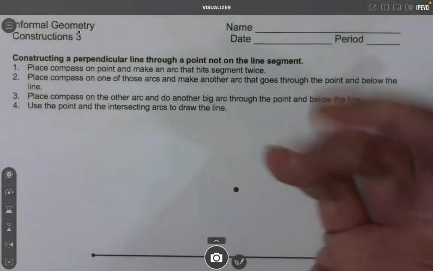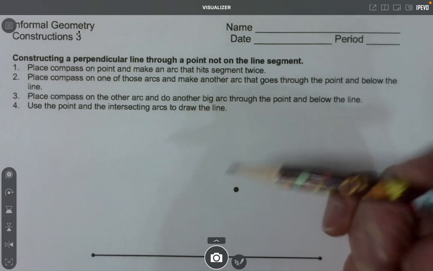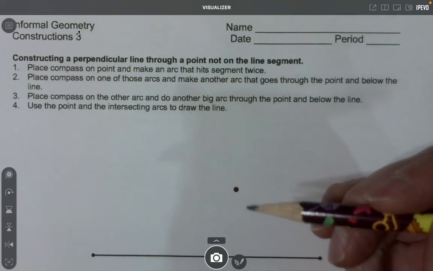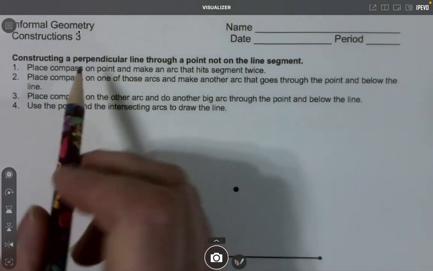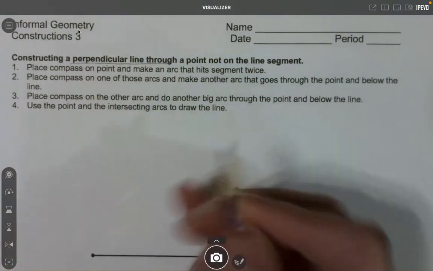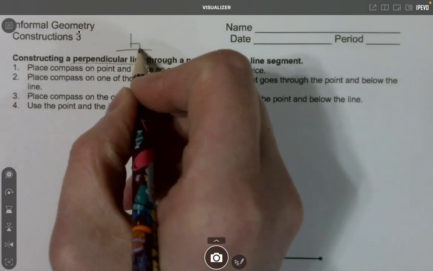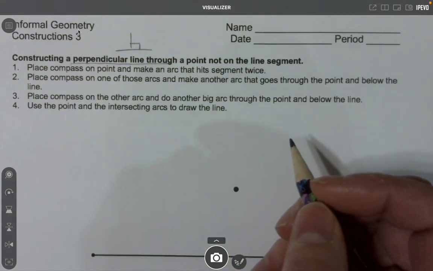So the first day, we learned to duplicate our angles and segments and make equilateral triangles. Day 2, we learned how to make a perpendicular bisector. Now we're going to learn how to construct a perpendicular line. So remember, perpendicular lines are at a right angle through a point not on the line segment.